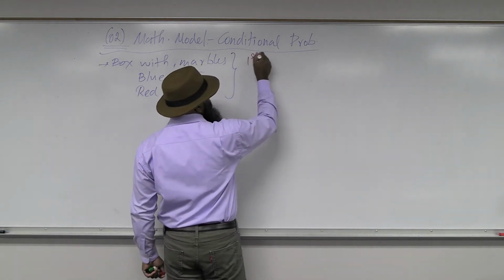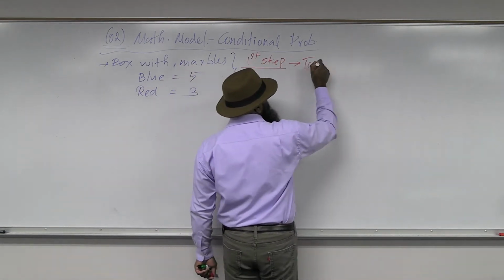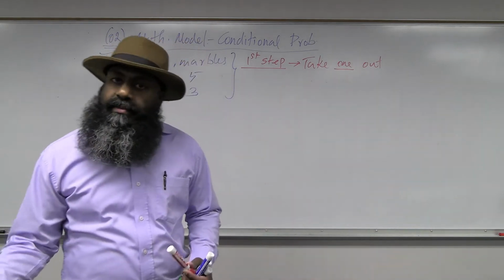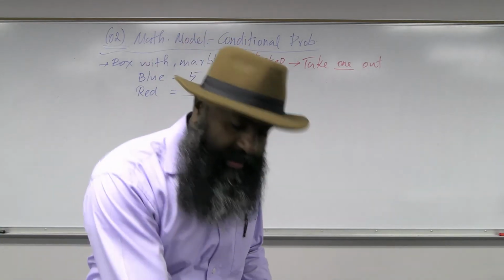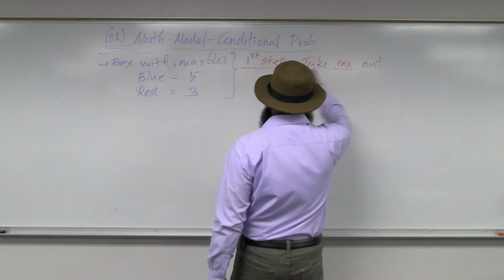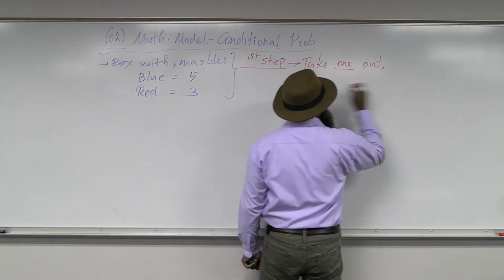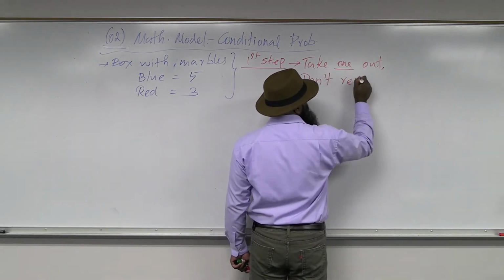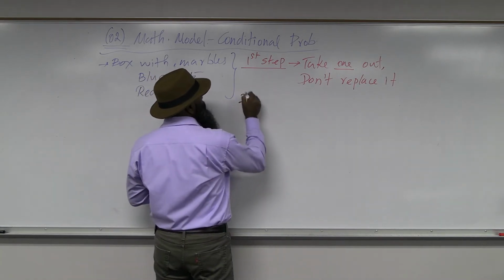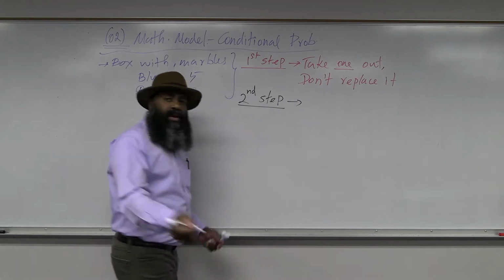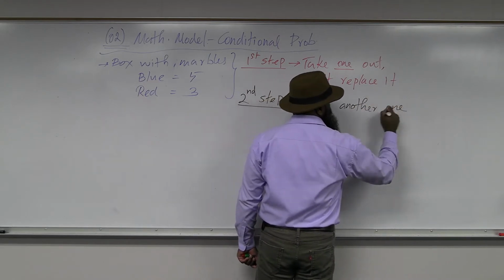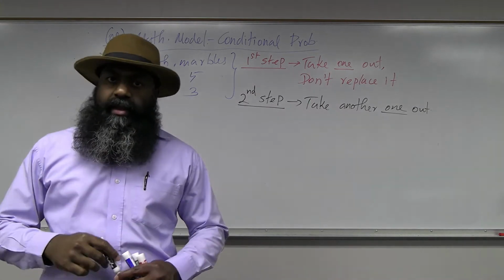First step, take one marble out and observe the color. We will not replace that. So I take one and keep it outside. Okay? And I'm going to take another one. That is my second step. So I will complete the first step: take one out, do not replace it, keep it outside. Now here's the second step. In the second step, I will take another one and observe the color. Okay? That's all I'm going to do.